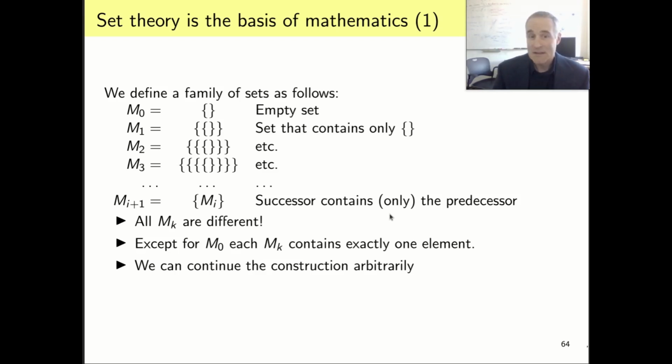Okay. Each of these sets is different. Each of the sets contains only one element, except for the first set, which contains no elements. It is the empty set. And we can continue this exercise arbitrarily out to infinity.